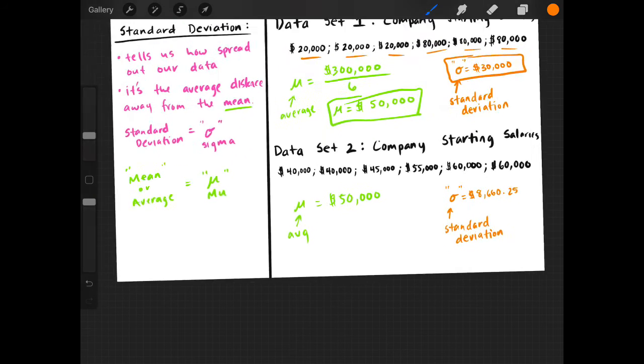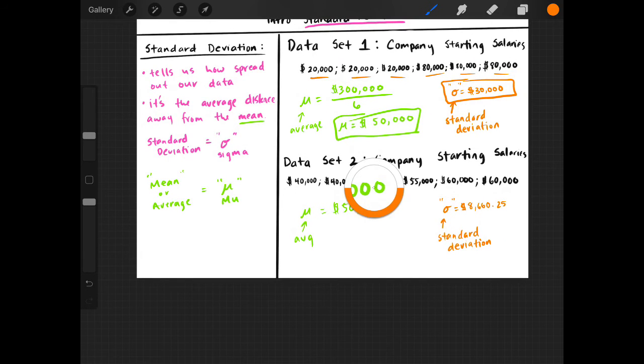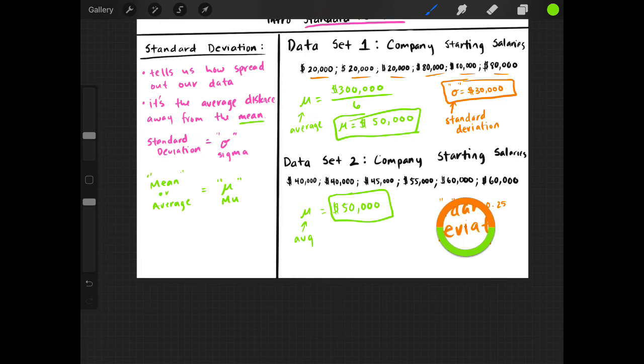We look down here at the second data set, and now we have the same starting salary. They both have an average of $50,000. But in this case, if we went a little bit deeper and found the standard deviation, or the average distance away from the mean, or how spread out your data is, it's $8,000. All of these people are about $8,000, $9,000 away from that starting average, that starting salary that they're saying.